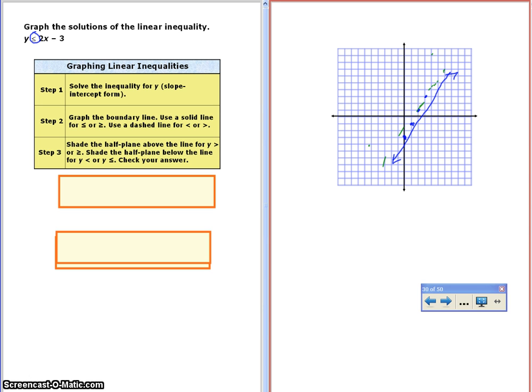I'm going to erase what I just shaded, and I'm going to try to shade in below the line because that's what needs to be shaded in when it's a less than or equal to.